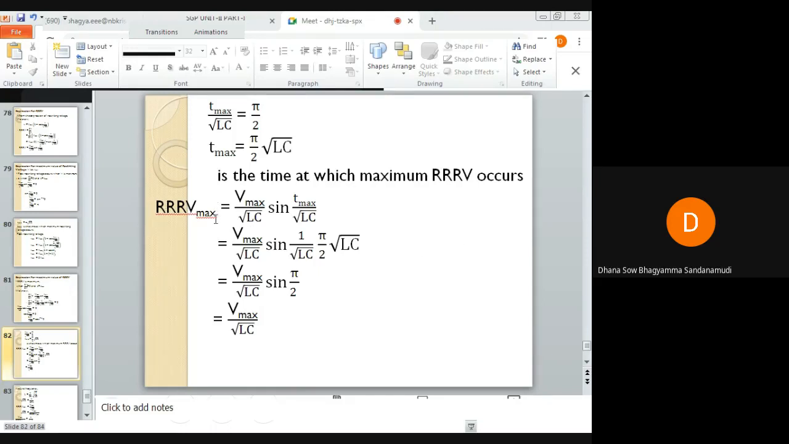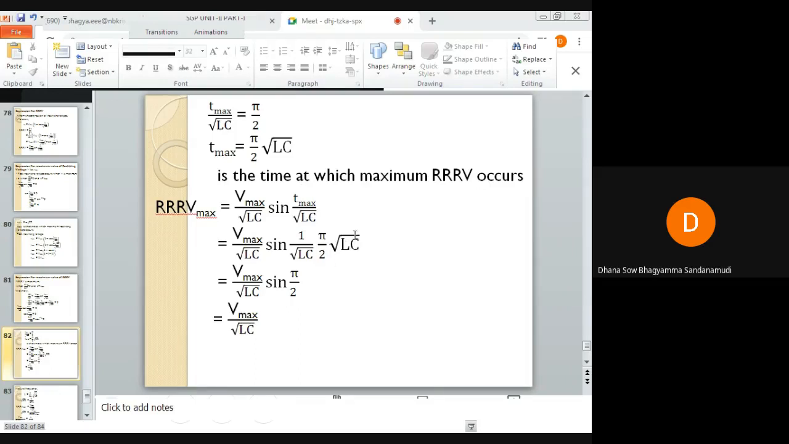So what is the rate of rise of restriking voltage? The formula you already know: V max by root LC sine T by root LC. Instead of T you write T max. So the maximum rate of rise of restriking voltage is V max by root LC sine T max by root LC. Whatever T max value you have got, you substitute in this formula.